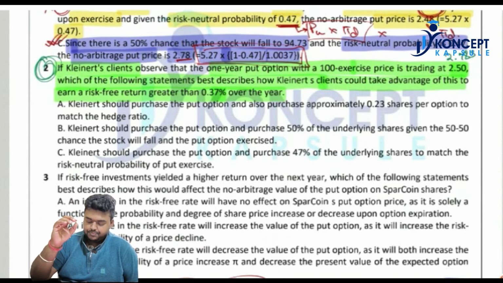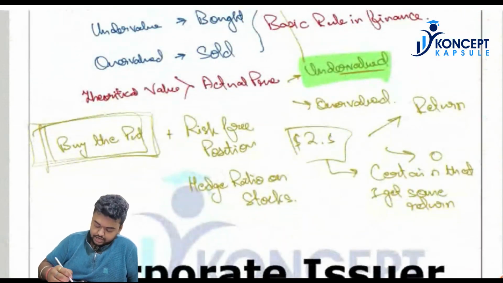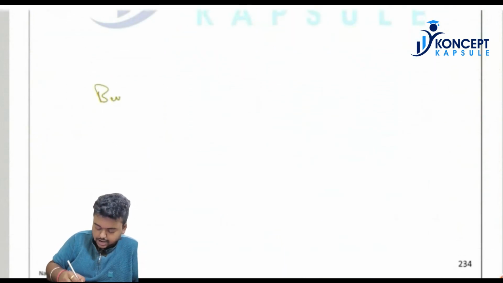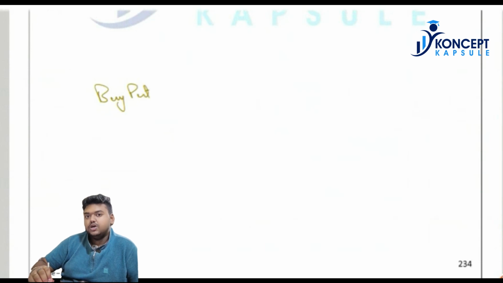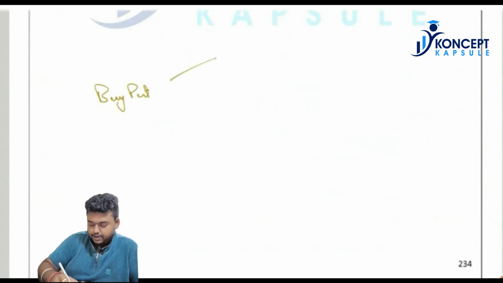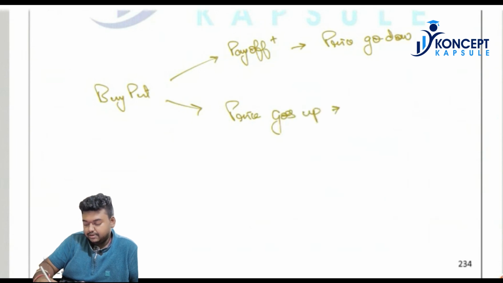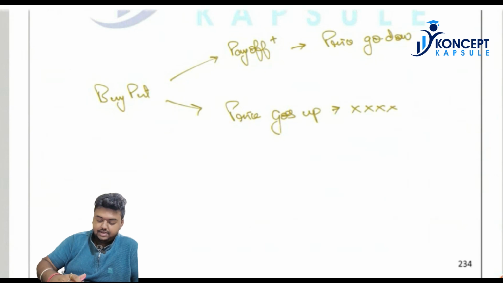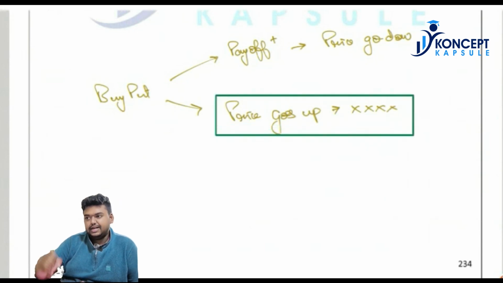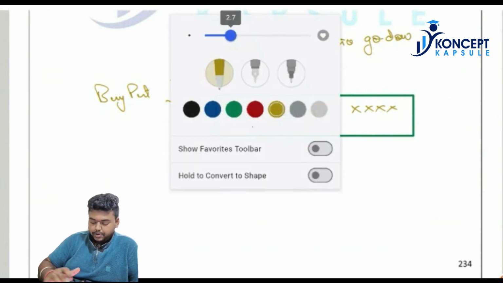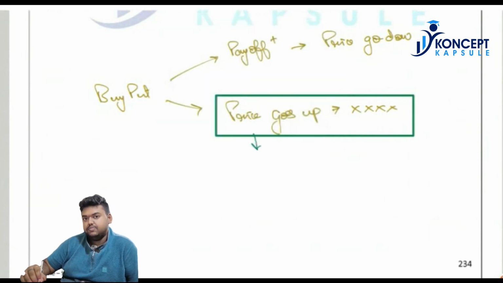Now let me tell you a logic of how to understand whether you need to buy a share or sell a share. See, when you buy a put, when are you getting a payoff? Payoff is positive only when the price goes down. When the price goes up, we will get nothing. So can we say that the transaction is under a risk of no payoff when the prices go up?